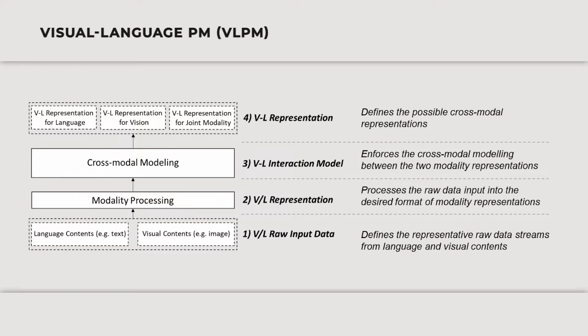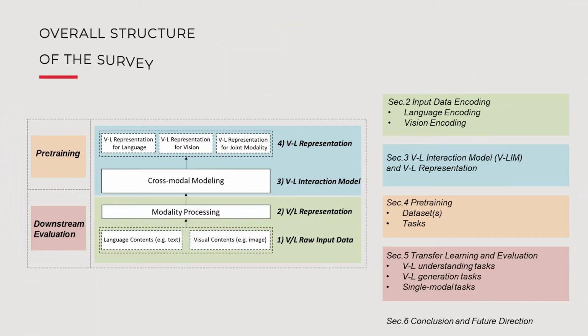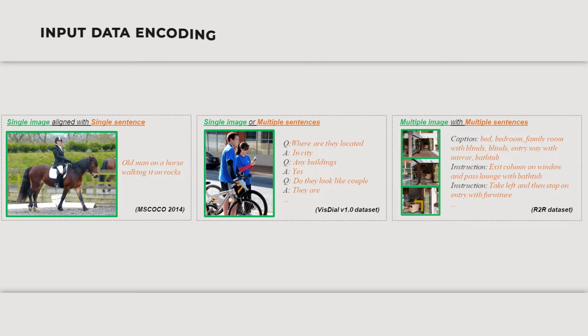Third, V&L interaction model, which enforces the cross-modal modeling between the two modality representations. Fourth, V&L representation, which defines the possible cross-modal representations derived from the cross-modal modeling. We introduce the four components in sections 2 and 3, and summarize the pre-training and downstream tasks in sections 4 and 5. In the end, we also highlight some potential future research directions in section 6.